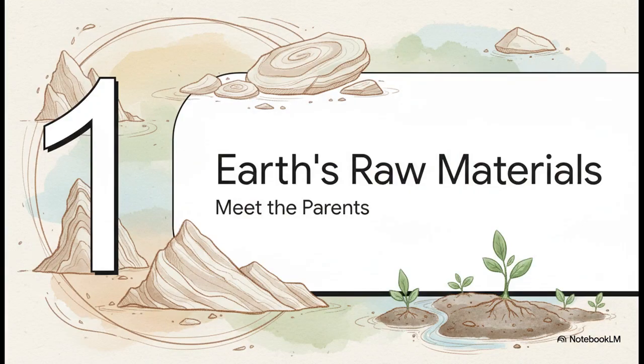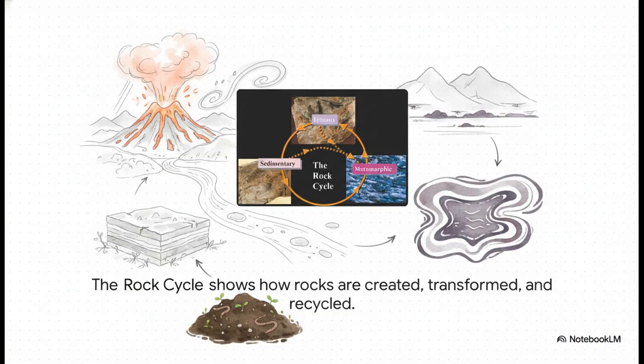To really get this story, we have to start at the very beginning, with what we call the parent materials. Think of these as the three main families of rock that serve as the starting point for literally all the soil on our planet. And what's so fascinating is that rocks aren't static. They're not just there. They're always being created, transformed, and recycled in what we call the rock cycle.